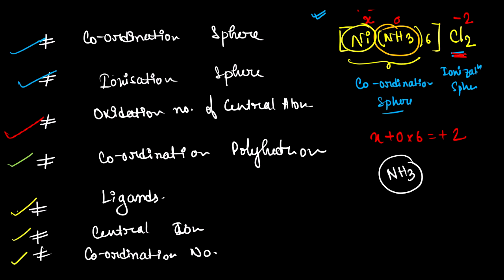Now the next term is the coordination number. The coordination number means the number of ligands surrounding the central atom, or the number of ligand molecules or ions attached to the central atom.